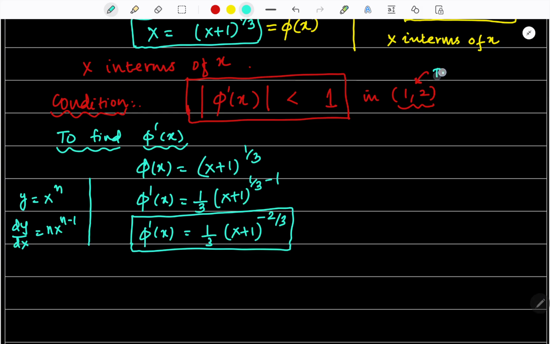For example, take 1.5. Teacher, should I take exactly the midpoint? No need. You can also take 1.4. Nothing wrong in that. You can take 1.1, you can take 1.01, you can take 1.25. Anything you can take, but you should take a value in between 1 and 2.